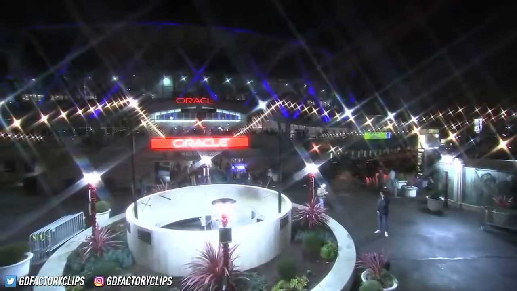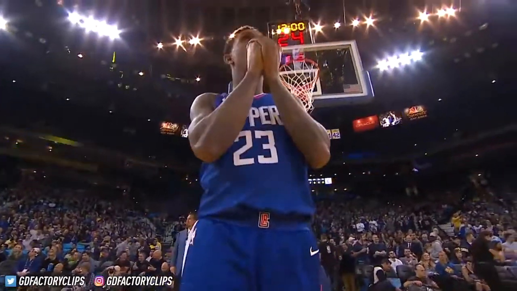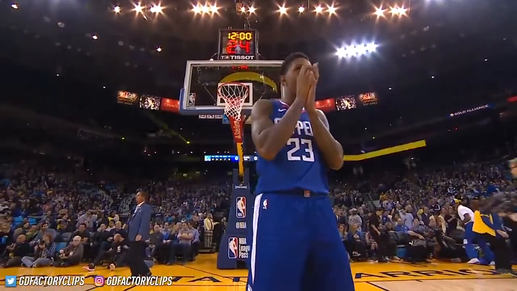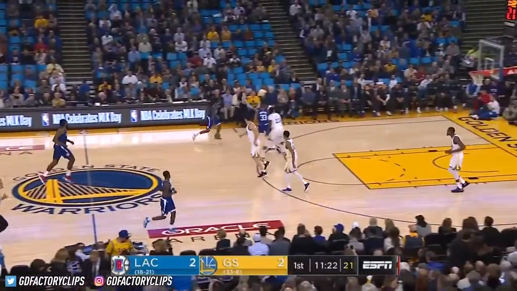Hey guys, this is Six of the Universe, and today we're going to be reviewing how Doc Rivers uses a guard like Lou Williams and the 21 offense that Doc Rivers runs. It is so exciting to be talking about this.